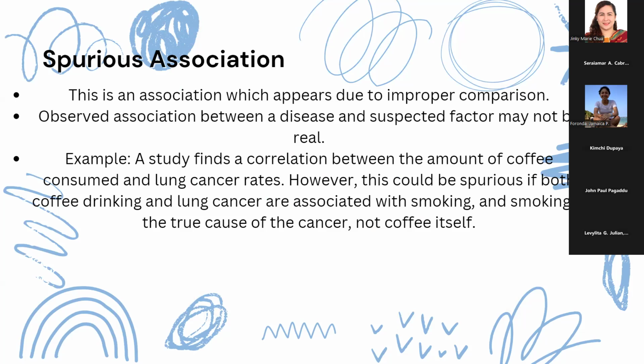So for example, a study finds a correlation between the amount of coffee consumed and lung cancer rates. However, this could be spurious if both coffee drinking and lung cancer are associated with smoking. So yung smoking, yung true cause ng lung cancer, hindi yung coffee itself.